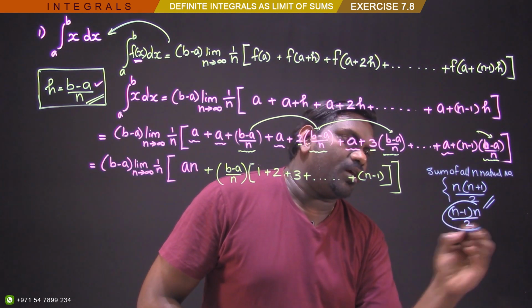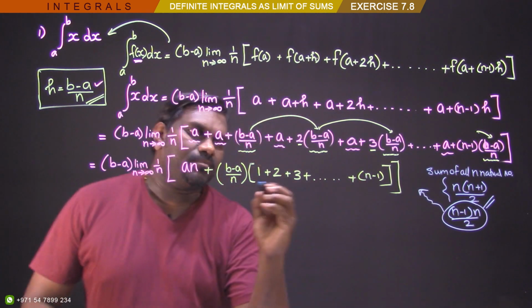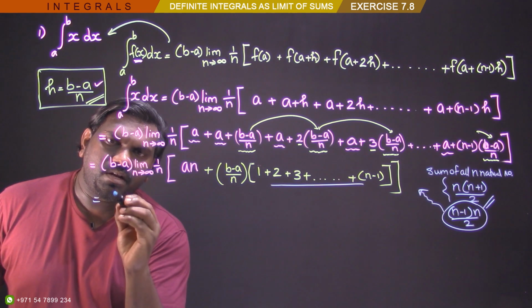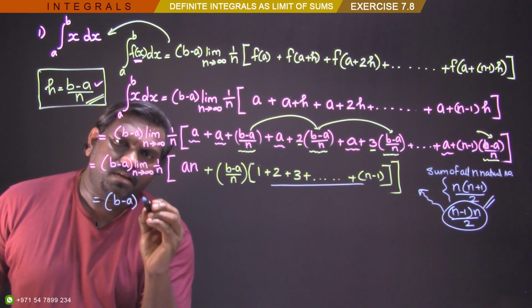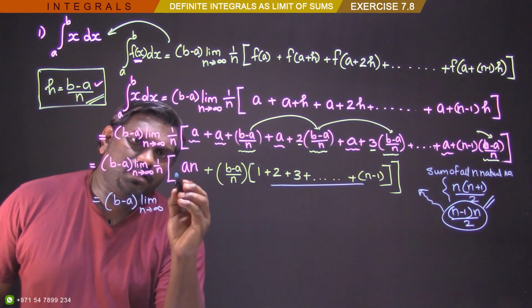So this is what we are going to use over here. We need to use this here, in place of these. Right? So what you will do here? b minus a, limit n tending to infinity. Then what do you have here?